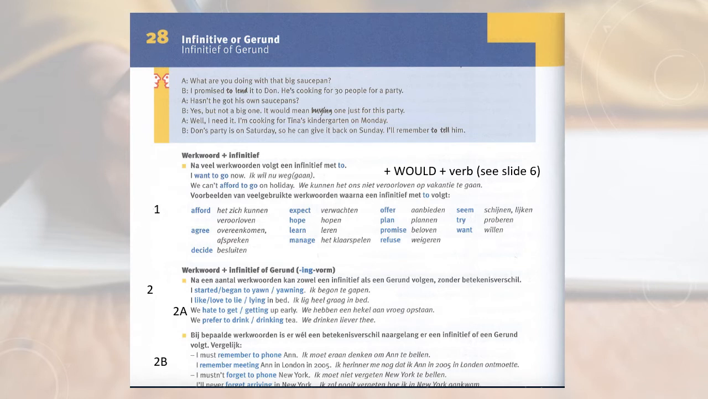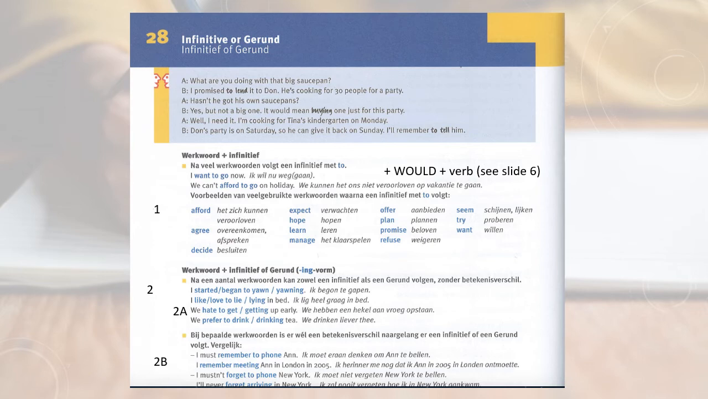If you take a look at 2a, we there have some verbs that can be placed with an infinitive but a gerund as well, without any difference in meaning. So when you, for example, say I started to yawn or I started yawning, there's no difference in meaning, okay? Because if we translate that sentence, we just say ik begon te gapen, okay? And if you use a gerund or an infinitive, there won't be any difference. It's just ik begon te gapen. So you can use both forms. And the same goes for example, I like to lie or I like lying in bed. So you can use both of the forms.